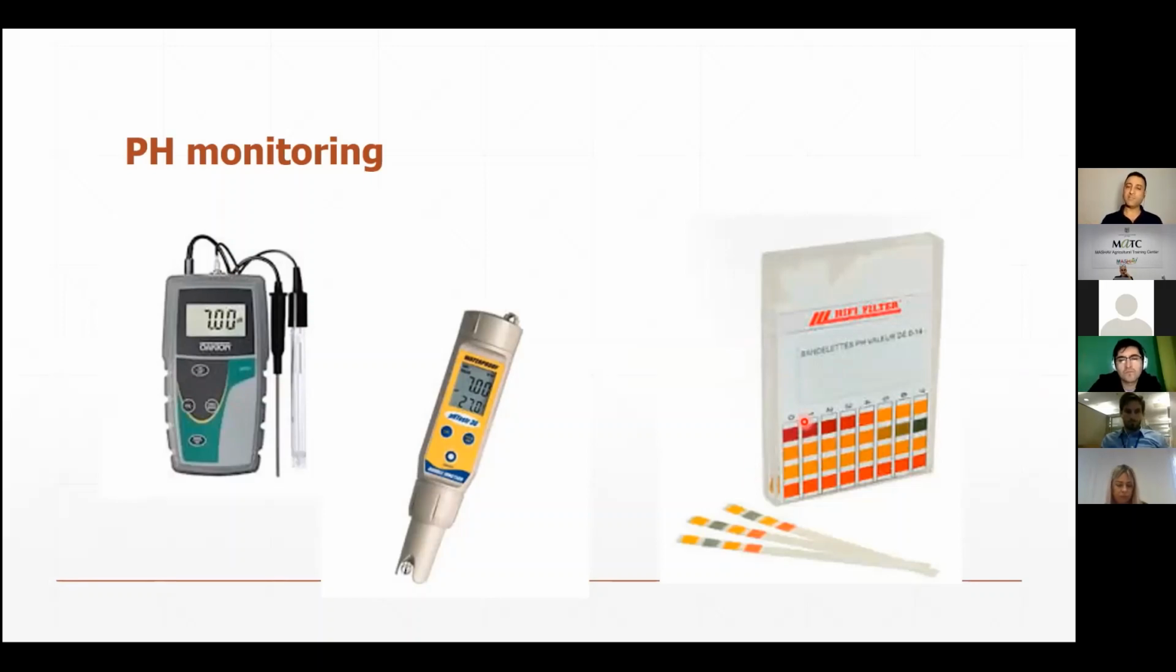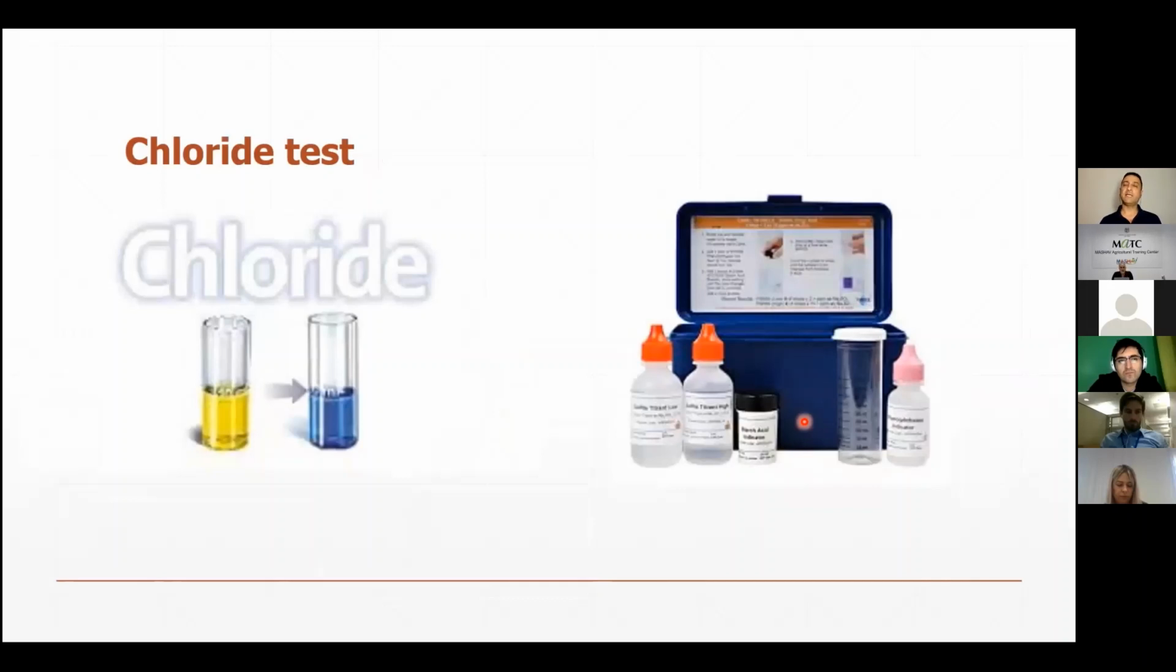You just dip it in the solution and then you will get the pH of the solution. Another kit that's really easy to monitor is for chloride. Sometimes in arid areas, like in Israel, for example, or in other places, we have high salinity of the soil, or high salinity of the water source.